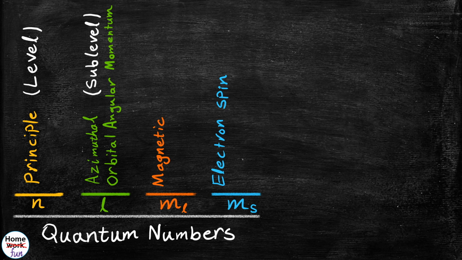Next, we have the magnetic quantum number, m sub l. And lastly, the electron spin quantum number. So we are going to learn what these mean and how the electron configuration around the nucleus looks.